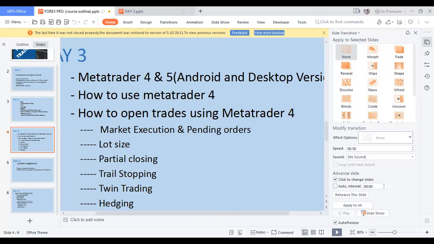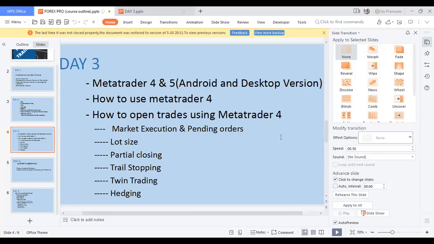What are we doing for today? Let me show what we have for today. Today, I'll be talking about MetaTrader 4 and 5. Then I will look into partial closing and trade stopping. I will talk about swing trading. I will talk about hedging. I pray time permits today for me to look into hedging. Are you with me? So that's exactly what we are doing today. So let's start.